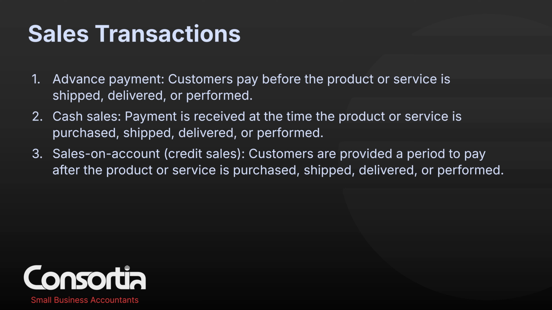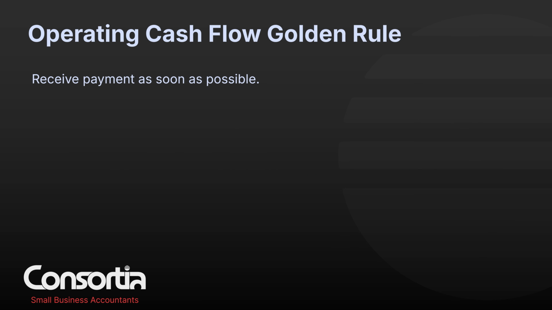Think about Amazon, for example. Number three, sales on account or credit sales. Customers are provided a period to pay after the product or service is purchased, shipped, delivered, or performed. So, the most important thing as we establish our policies is to remember what we call the operating cash flow golden rule, and that is receive payment as soon as possible. That's the most important thing, again, without hurting client relations.